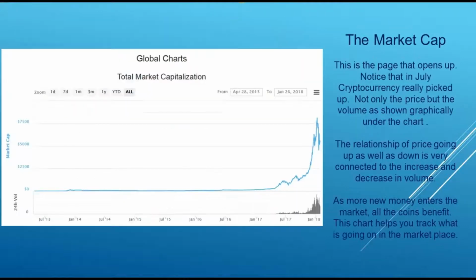So when you click on that, it's going to open up to a page like this, and it'll show you literally a chart. This is the page that it opens up, and notice that in July, cryptocurrency really picked up. That's the whole market. That's what it's showing. Not only the price, but the volume shown graphically underneath, and that would be this area right here, if you can see it. That's the volume that it's showing. The relationship to price going up as well as down is very connected to the increase and decrease in volume. So as the volume changes, more and more people buying or less and less people buying, it's going to change the price. As more money enters the market, all the coins benefit. This chart helps you track what is going on in the marketplace in a big picture way.